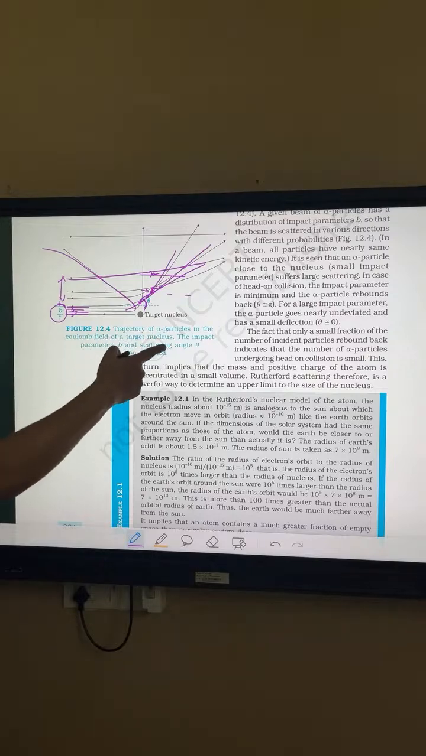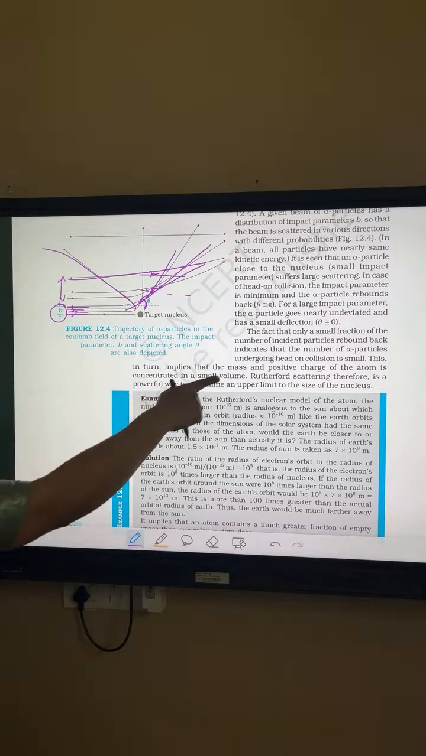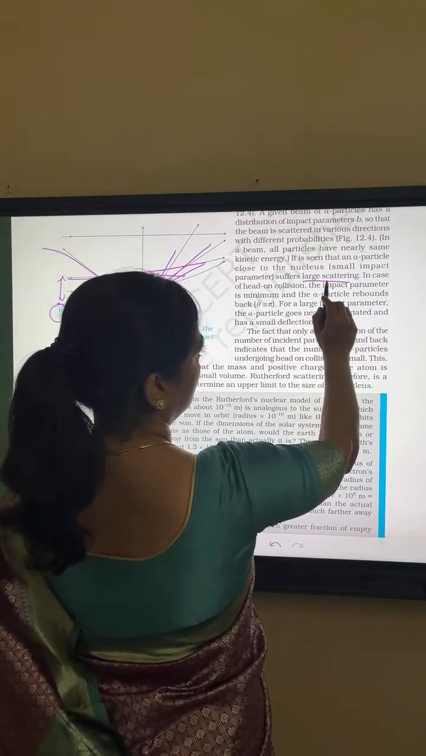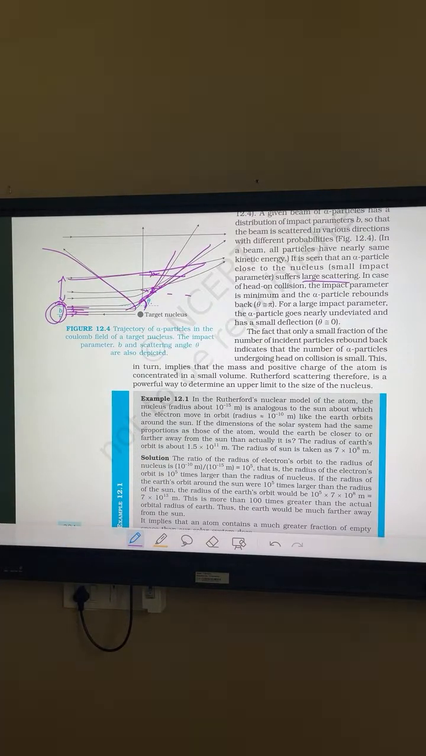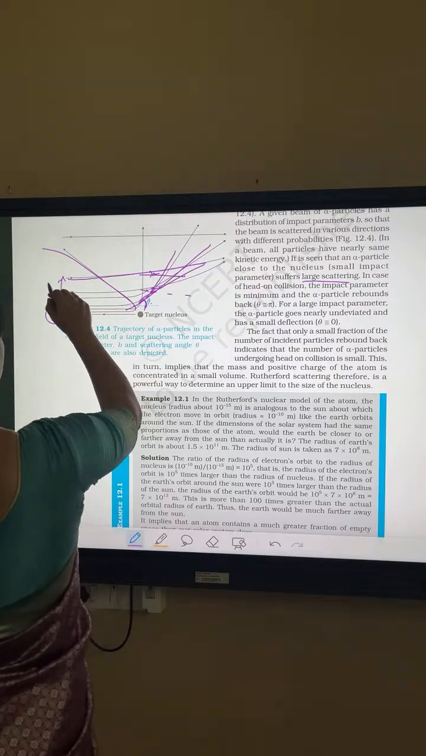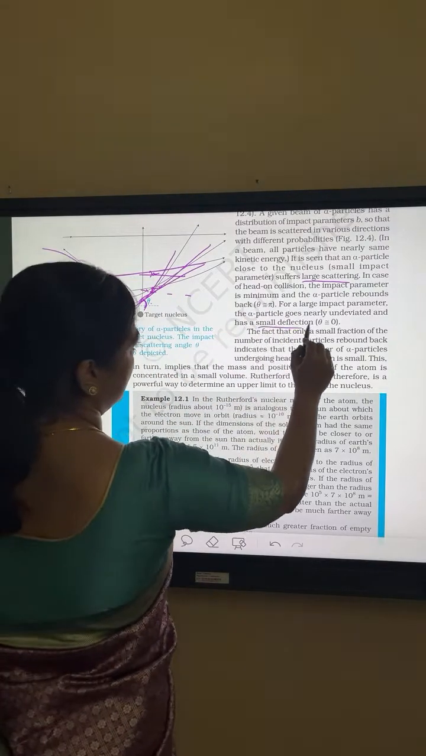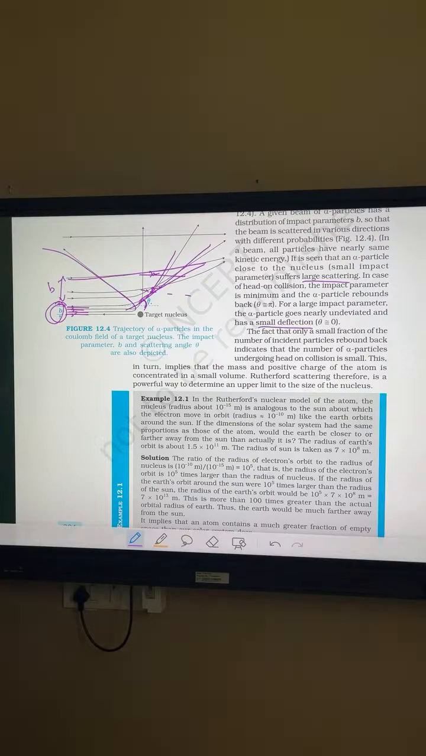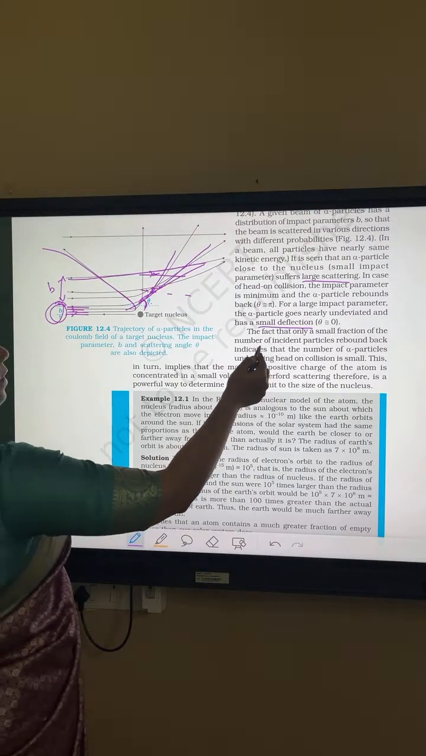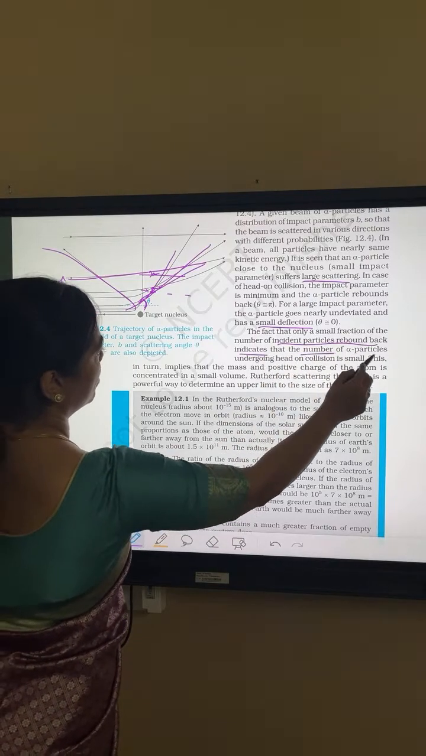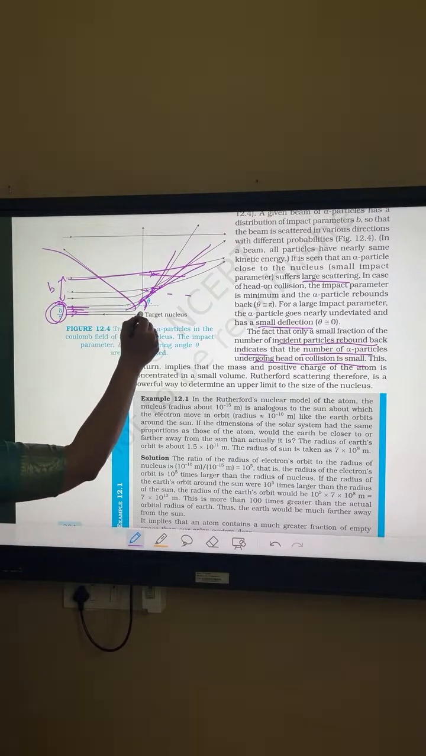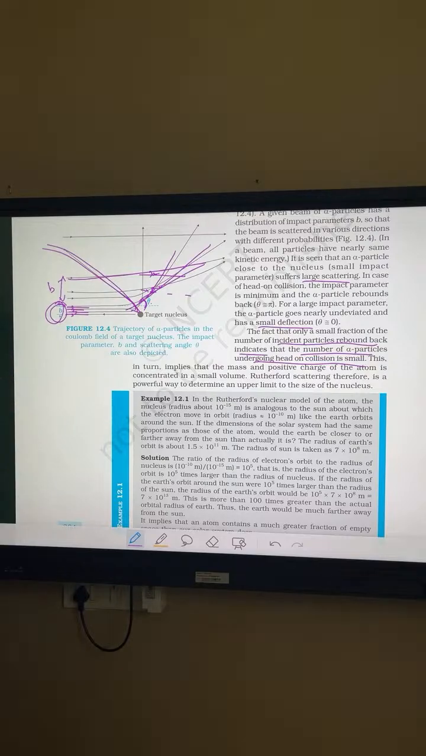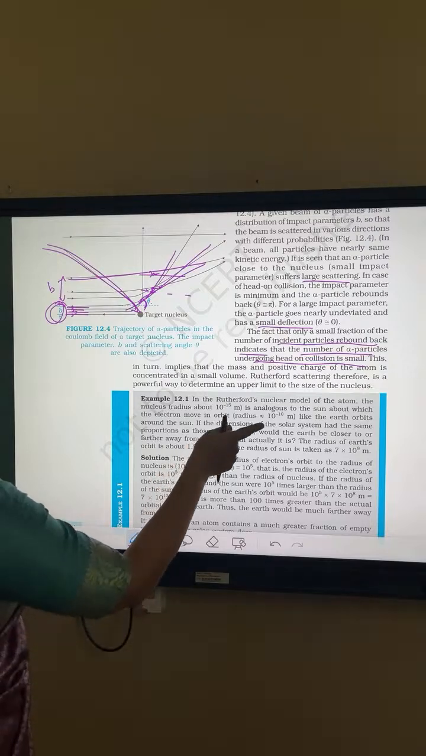It is very small when compared to this. That is what they are explaining here. If it suffers large scattering, then the impact parameter is small. If it is a large impact parameter, then it has small deflection. So the fact that only a small fraction of the incident particles rebound back indicates that the number of alpha particles undergoing head-on collision is very small. When it is a head-on collision, it rebounds back. So only very few suffer that kind of collision.